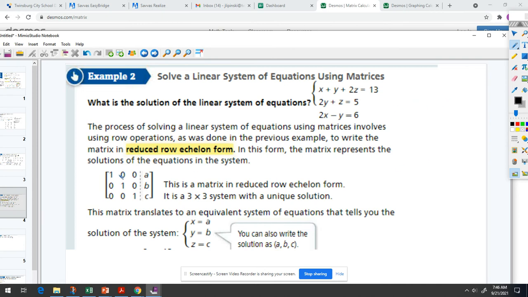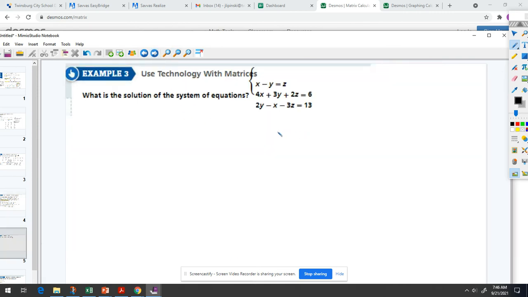You can pause it and write this down, where you got 1, 0, 0. Again, this is my x, my y, my z, and this is always my answer. So I'd have x is equal to whatever this value is, y is equal to whatever my solution is, and z is equal to this value right here. Okay, so if we look at this and say, what is the solution of the system of equations?